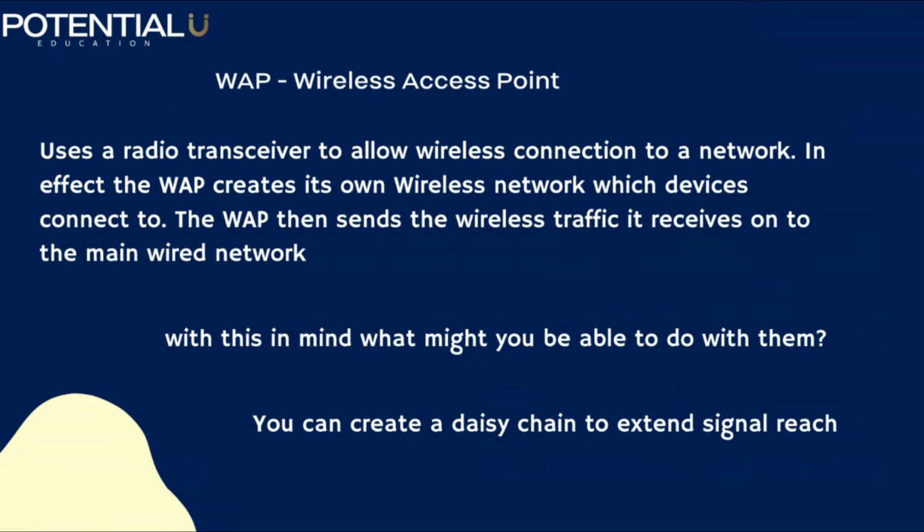And then we've got wireless access points, or WAP. It uses a radio transceiver to allow wireless connection to a network. In effect, the WAP creates its own wireless network, which devices connect to, and then it sends out the wireless traffic it receives onto the main wired network.